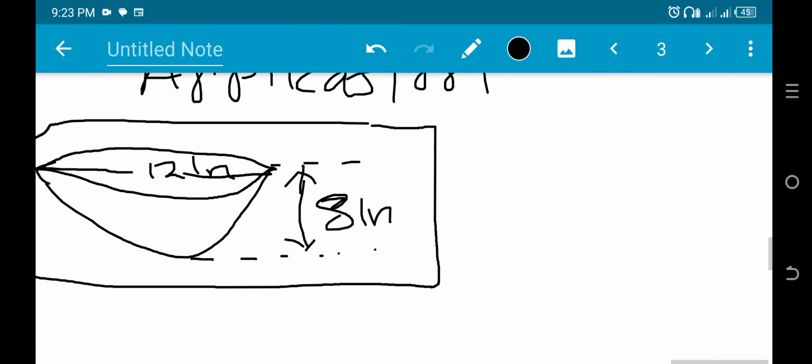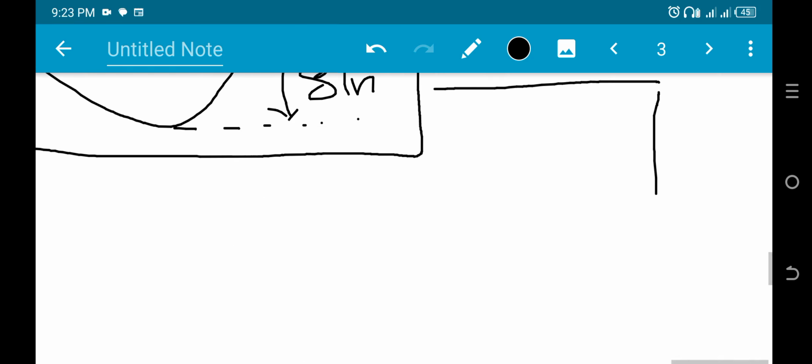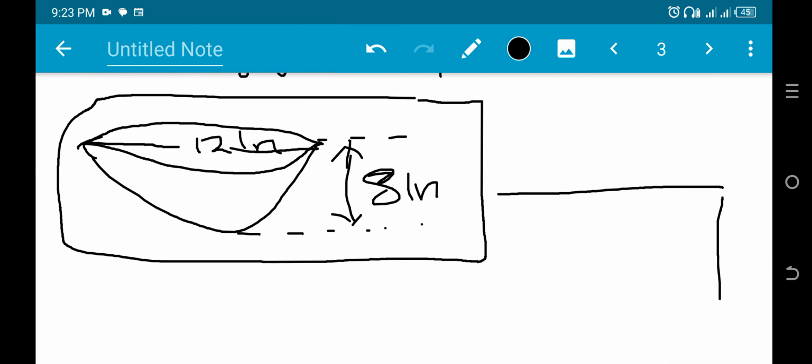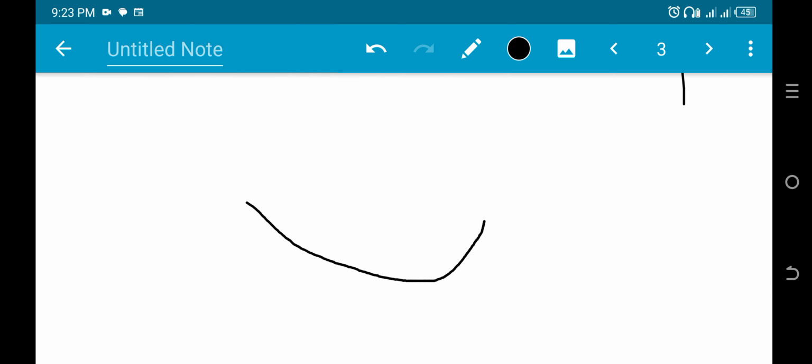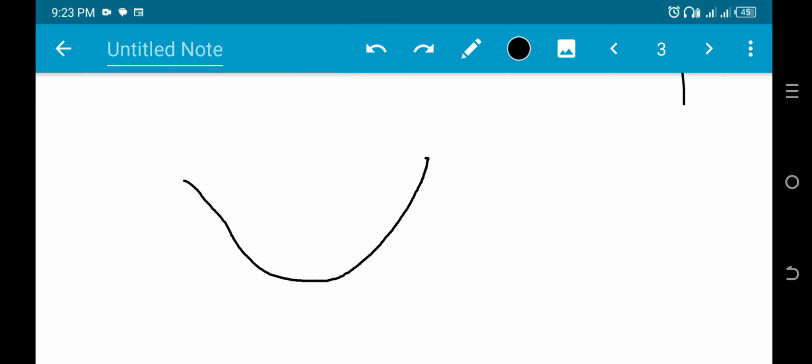So we are given this paraboloid dish. It's a dish which is 12 inches in the horizontal and 8 inches in the vertical. Now, we know that this paraboloid's vertex is here. So what we are going to do is draw it again here, separately. We are going to redraw it like this.